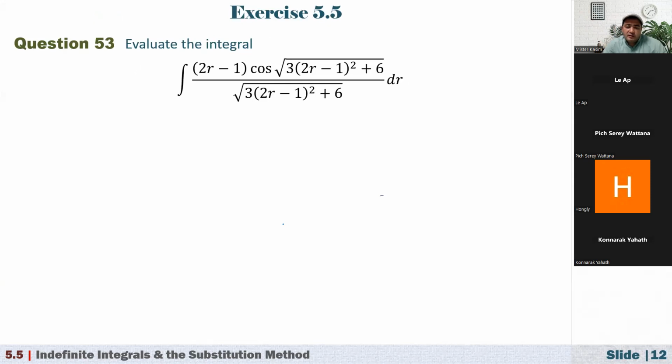So now evaluate the integral from exercise 5.5. So 2r minus 1 and cosine of square root of 3 times 2r minus 1 squared plus 6 over square root of 3 times 2r minus 1 squared plus 6, and so on. Okay. So how are we going to evaluate this? Actually, we are going to use the substitution method twice here. First, let me introduce this: u is equal to 2r minus 1.